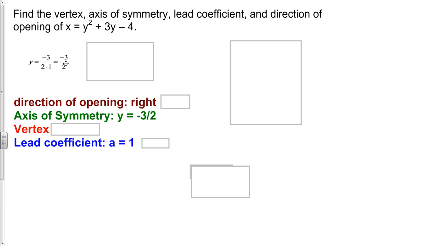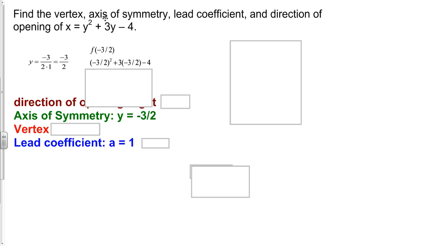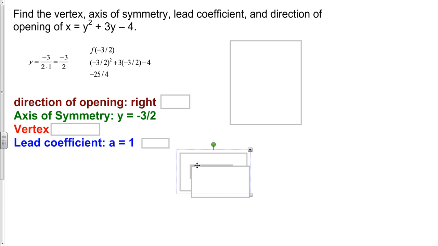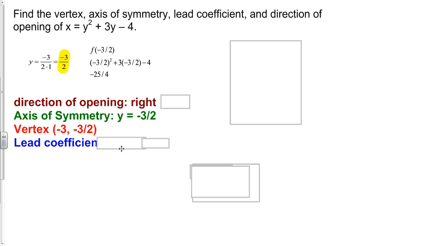Finally, we plug this back into our function to figure out what the x-coordinate of our vertex is going to be. So we take the f of 3 halves, pop it into our original equation here for y, and we're going to solve for x. So x will end up being negative 25 fourths. This is something you just pop in your calculator and you'll be able to get that answer. So we remember that y is going to be equaling 3 halves, which means that when we find our vertex, we have to make sure that our y-coordinate is 3 halves, where our x-coordinate here is what we solved for.